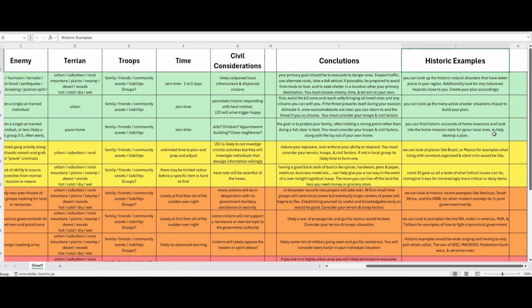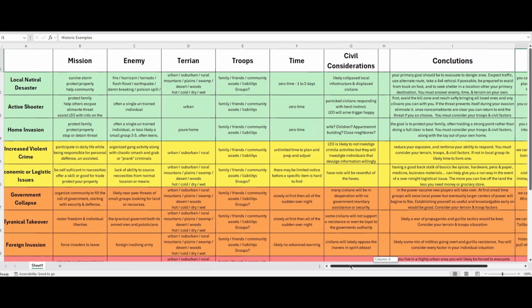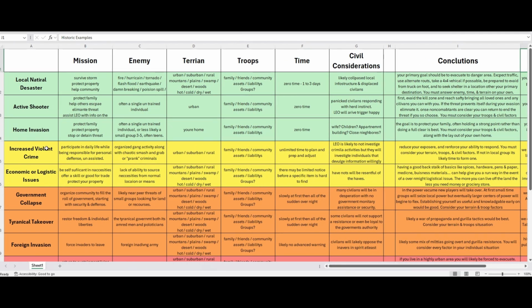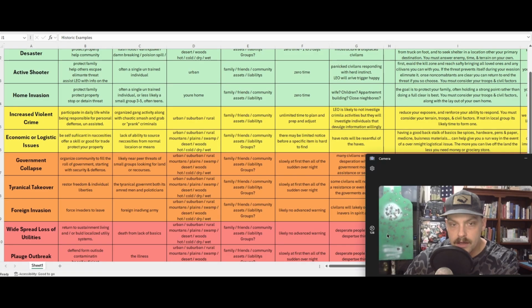All right. Historic examples. We can look to places like Brazil or Mexico for examples of what living in constant organized and violent crime would be like and how those individuals conduct themselves. Okay. Economic or logistic issues, right? Most recently, COVID-19 created a ton of logistical issues.